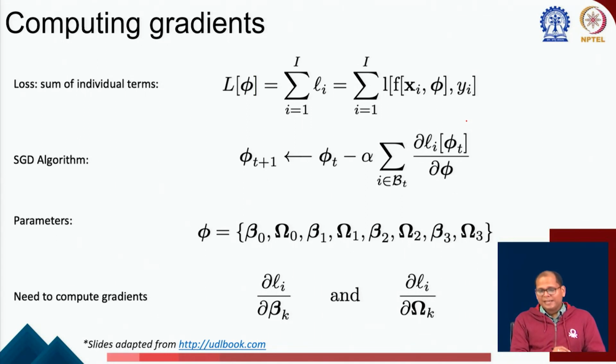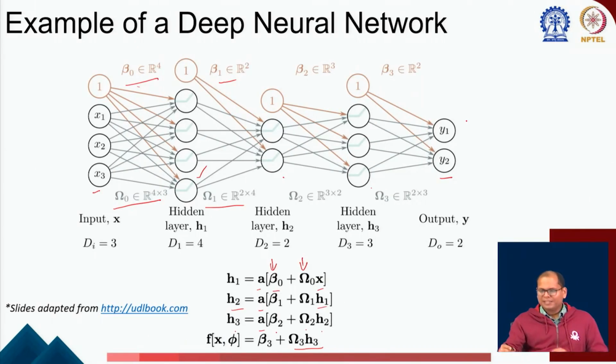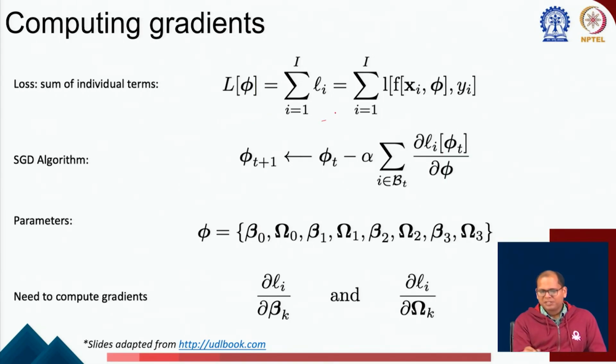Now, for computing gradients, what do we need to do? First of all, we have to compute the loss of the network. Because we are getting these outputs, we can compare them with the ground truth and compute the loss of the network. We sum it over all the I training examples we have seen, and once we have computed the loss, we do stochastic gradient descent. That is, the new parameter set is the previous parameter minus, going in the opposite direction of the gradient, the learning rate times the partial derivative of the loss with respect to each parameter.